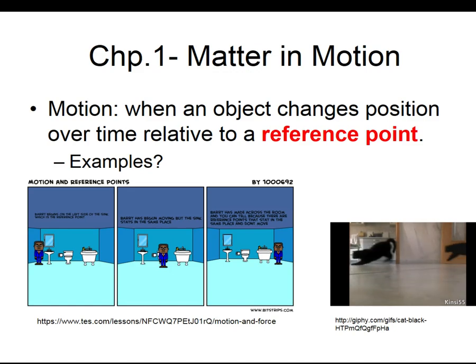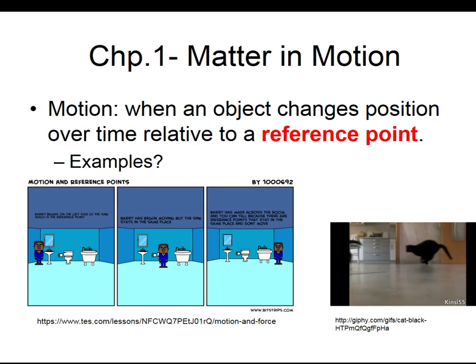On this little cartoon here, you see this guy, Barry. He walks across the floor, and it says there's lots of reference points. You could tell he was moving based on the sink or the mirror or the toilet or the bathtub. So somehow you knew that he was moving compared to the reference point. Now, all these examples had the reference points standing still. None of these things were moving.